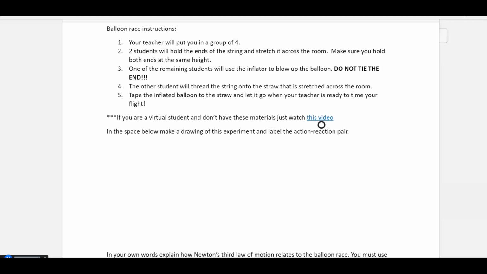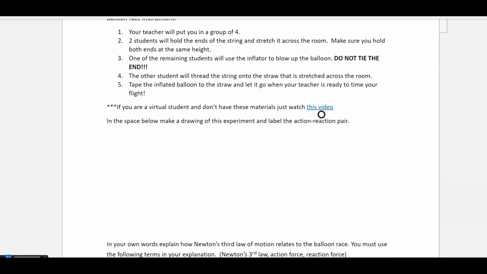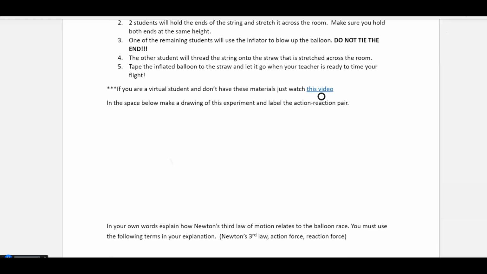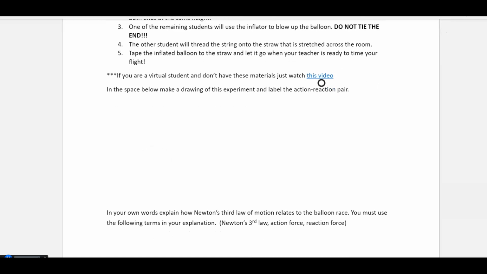Now, if you're a virtual student and you don't have these materials and you just kind of want to see, like, whoa, what is this? What's going to happen? Well, there's a video you can watch, okay? It says, if you are a virtual student and don't have these materials, just watch this video, okay? So you can have an idea of what's going on. And then in this space, we're going to make a drawing, and I'm once again going to have you label the action-reaction pair, all right? I'm going to help you make the drawing, and then you're going to label it.